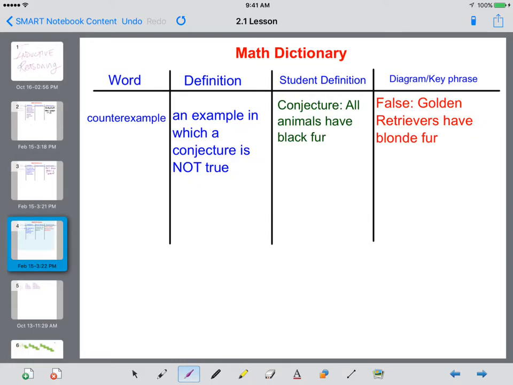Counterexample is an example in which a conjecture is not true. So if you can prove it, false. If my conjecture was all animals have black fur, is this a true statement? I would say no, it's false, because I can think of a golden retriever has a blonde or gold fur. You can think of any other example that makes this false by just thinking of an animal that does not have black fur.